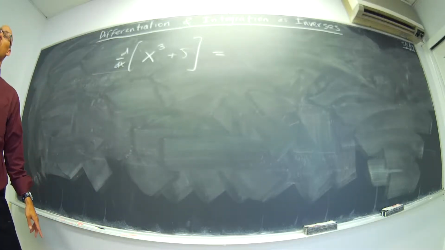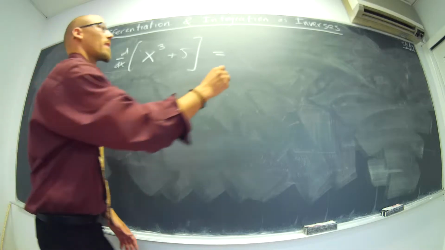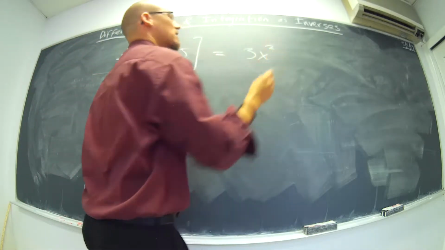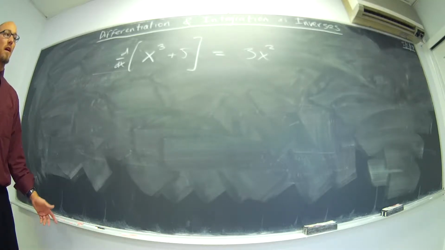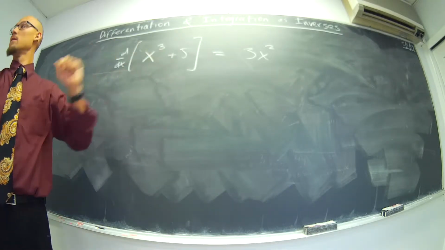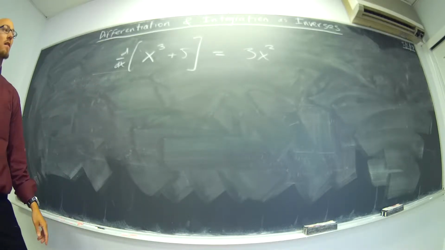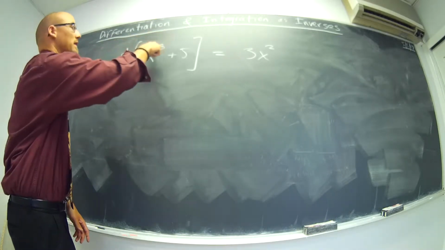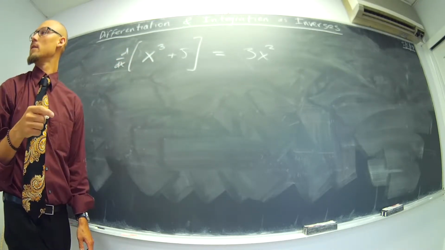What is the derivative of x cubed plus 5? 3x squared. That's it, right? Plus 5, plus nothing, equals 3x squared. Remember those good old days? You bring the exponent down, and then you drop it by 1.